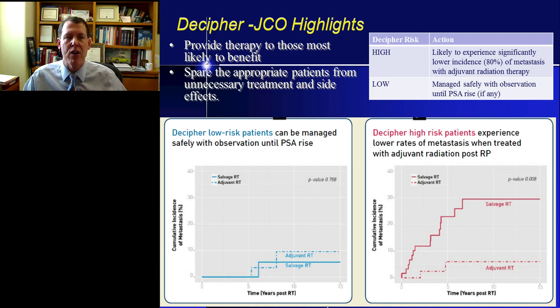So if you get a Decipher high-risk result in a patient who already has adverse pathology on the radical prostatectomy, this data suggests that you should just go ahead and pull the trigger for radiation early and not wait for the PSA to rise. So this is just an example where a molecular marker test was able to actually help make true important clinical decisions in patients.